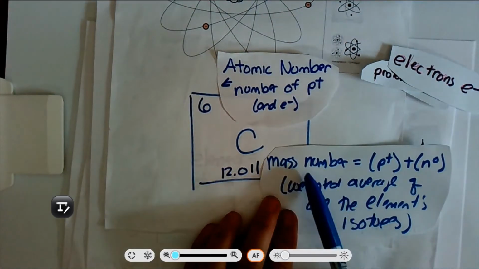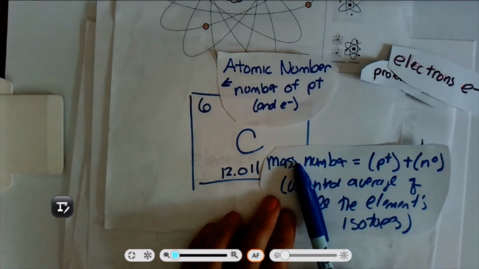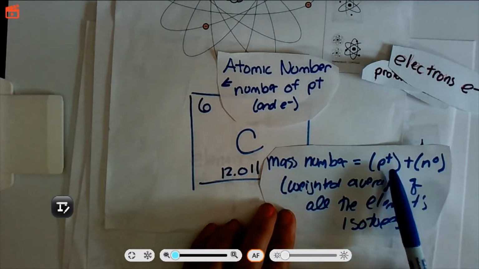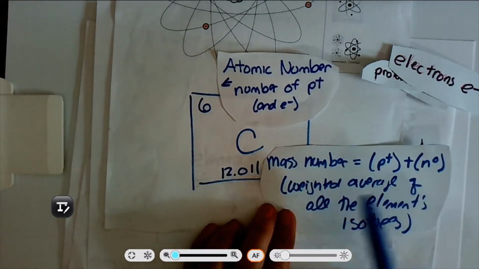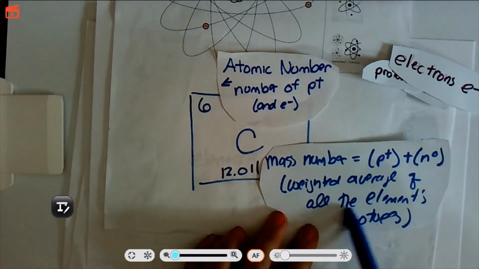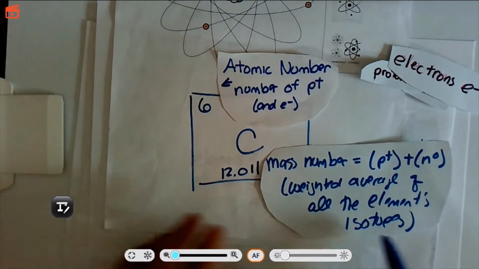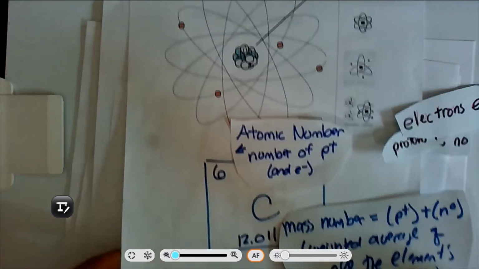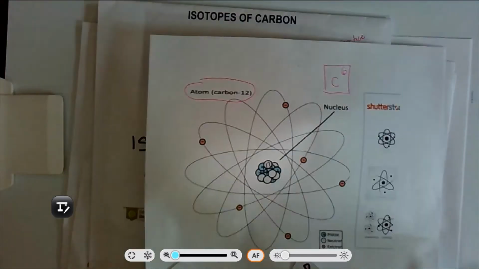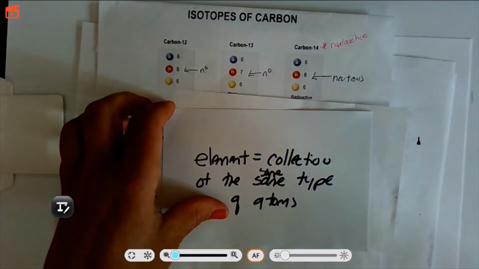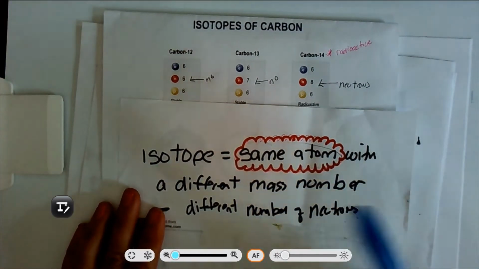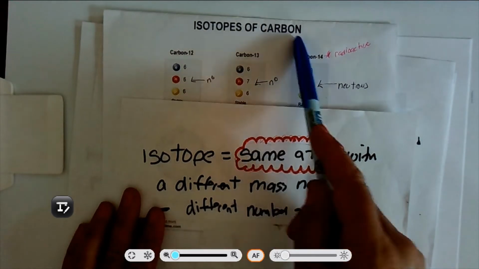So the mass number is made up of the subatomic particles that have a noticeable weight. So that would be the protons and the neutrons. And it's not a whole number because it's actually a weighted average of all of the atom's isotopes. Weighted average, meaning that there are different forms of carbon. Right here we're looking at carbon-12, but there are other forms of carbon. So we know an element is a collection of the same type of atoms. So the forms of carbon are called isotopes of carbon.